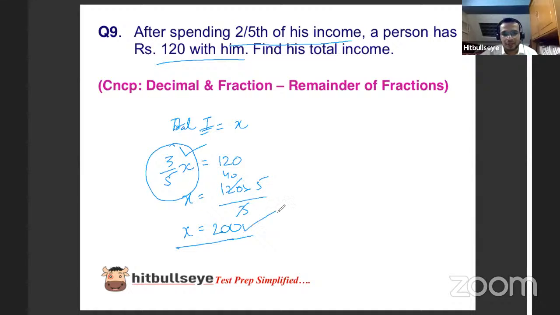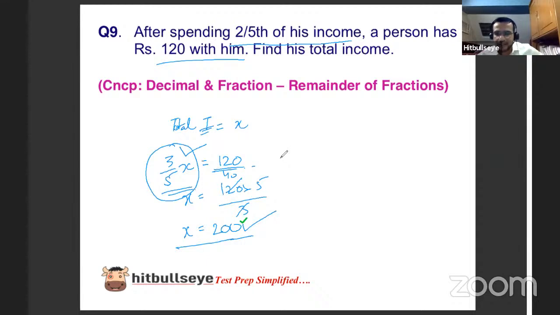And x comes out to be 200 is the right answer, not 300. Please check. Clear, everyone? So I have to equate the values which are with a person afterwards, not what he has spent.